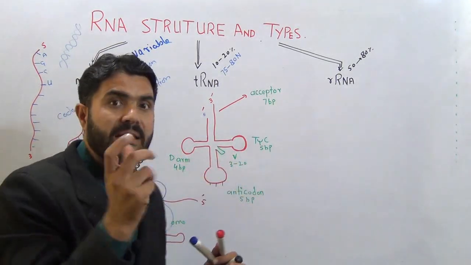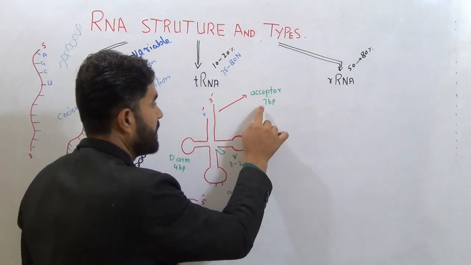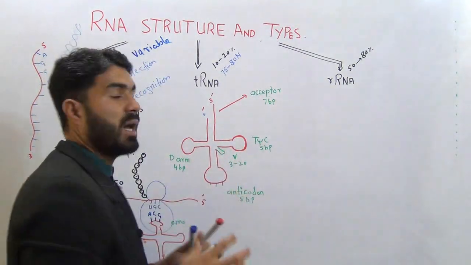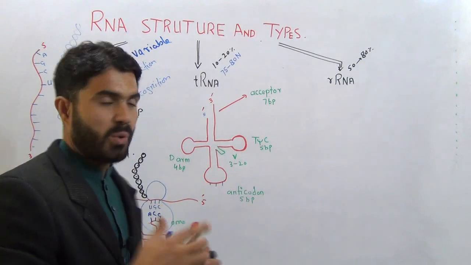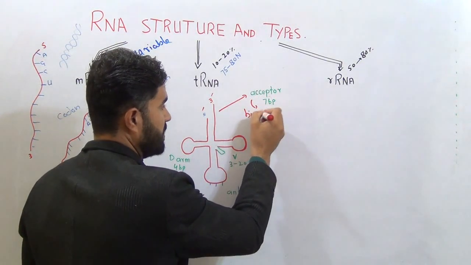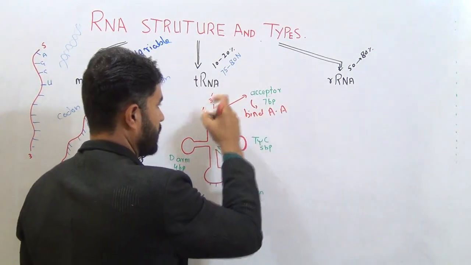So how many base pairs are present in the acceptor? There are 7 base pairs present in the acceptor arm, and remember, the acceptor arm attaches the amino acid. What is the function of this? It just binds the amino acid, okay?